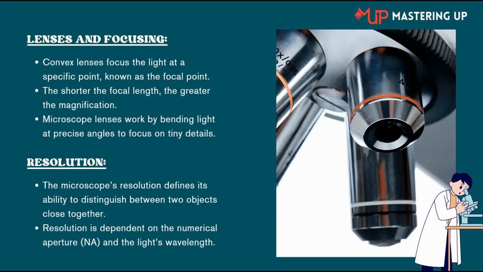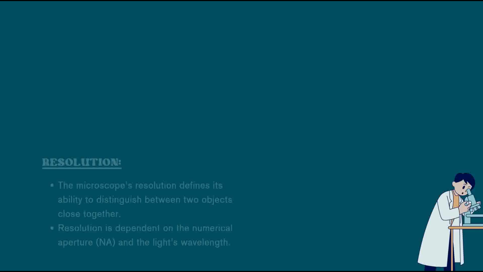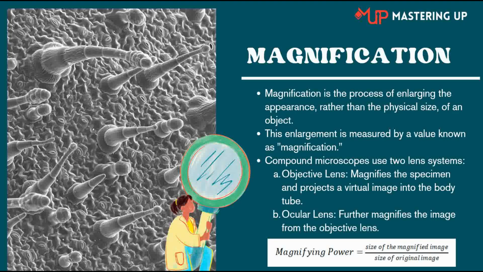Moving on to the resolution, the microscope's resolution defines its ability to distinguish between two objects close together. The resolution is dependent on the numerical aperture and the light's wavelength. Now let's see the magnification. Magnification is the process of enlarging the appearance rather than the physical size of an object. This enlargement is measured by a value known as magnification.